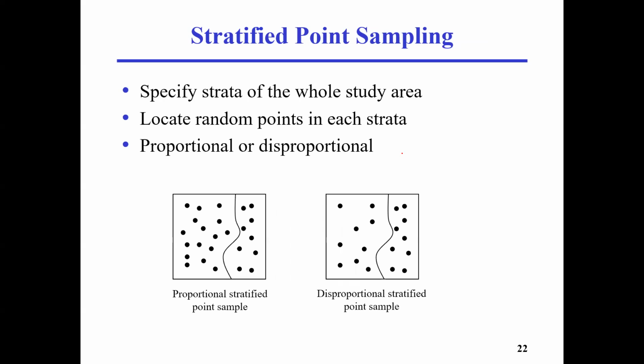Okay. So a stratified point sampling with spatial context specifies strata of the whole study area. For example, you can use this line feature to divide the space into two subgroups or two strata, and you can locate random points in each strata proportionally or disproportionately. What does it mean? It means that, for example, I just used this line feature to divide the space into a larger strata to the left and a smaller strata to the right.